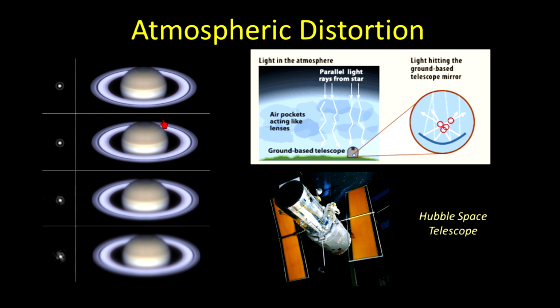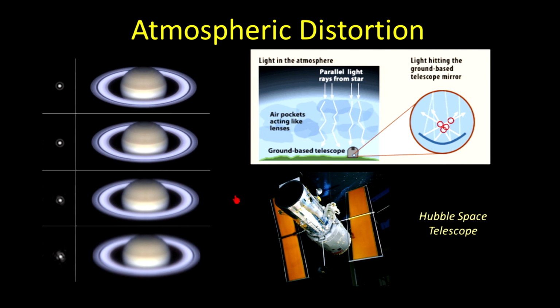What should be a very sharp image of Saturn, you can see on the bottom here, has some distortion to it. It's not quite as clear as we would hope. If you were studying the atmospheric features of Saturn, you would want to have the clearest, sharpest view to see those very small, fine details.